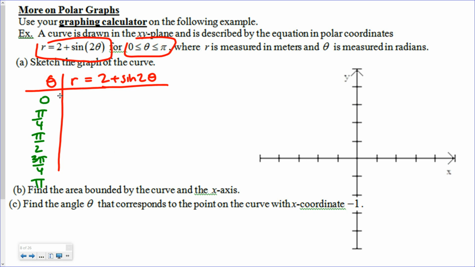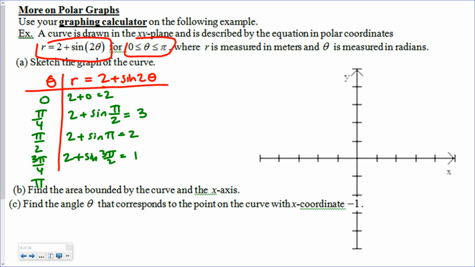Okay. If I plug in 0, what do I get? 2. Right? If I plug in pi over 4, what do I get? 2 plus sine of pi over 2, which is 3. Right? If I plug in pi over 2, what do I get? 2 plus sine of pi, which is 2. If I plug in 3 pi over 4, what do I get? 2 plus sine of 3 pi over 2, which is negative 1. That's going to be 1. And finally, if I plug in pi, what do I get? 2 plus sine of 2 pi, that's just 2 plus 0.